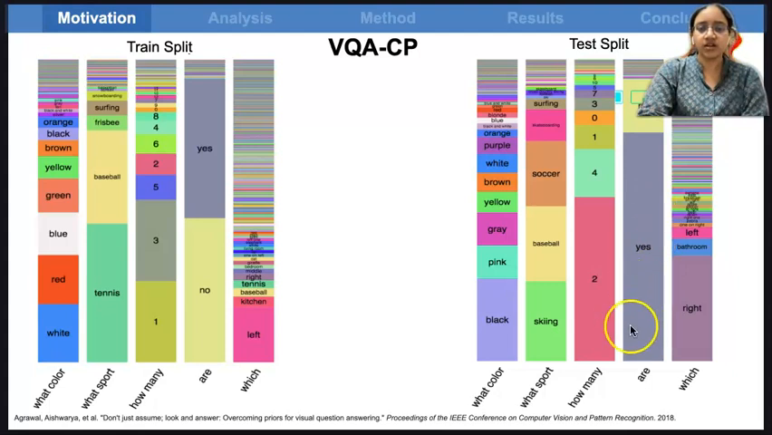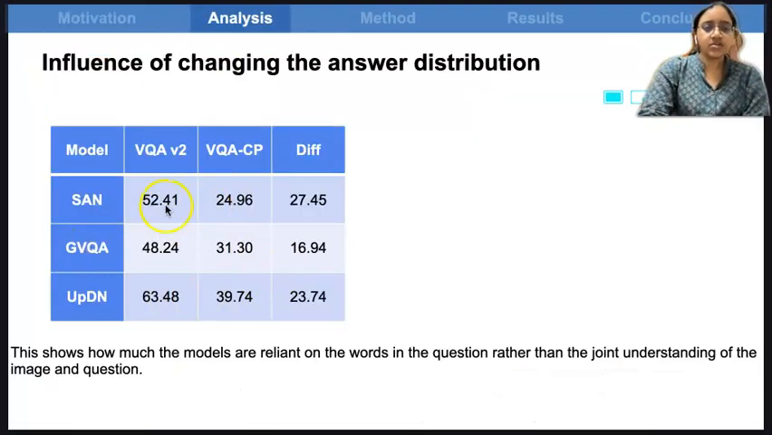For example, you can see the question type how many and check the differences in answer distributions. This test split helps us evaluate what the model actually learned. Here we see that just by changing this answer distribution, the accuracies go down drastically, showing how rampantly the language biases are present in standard models.